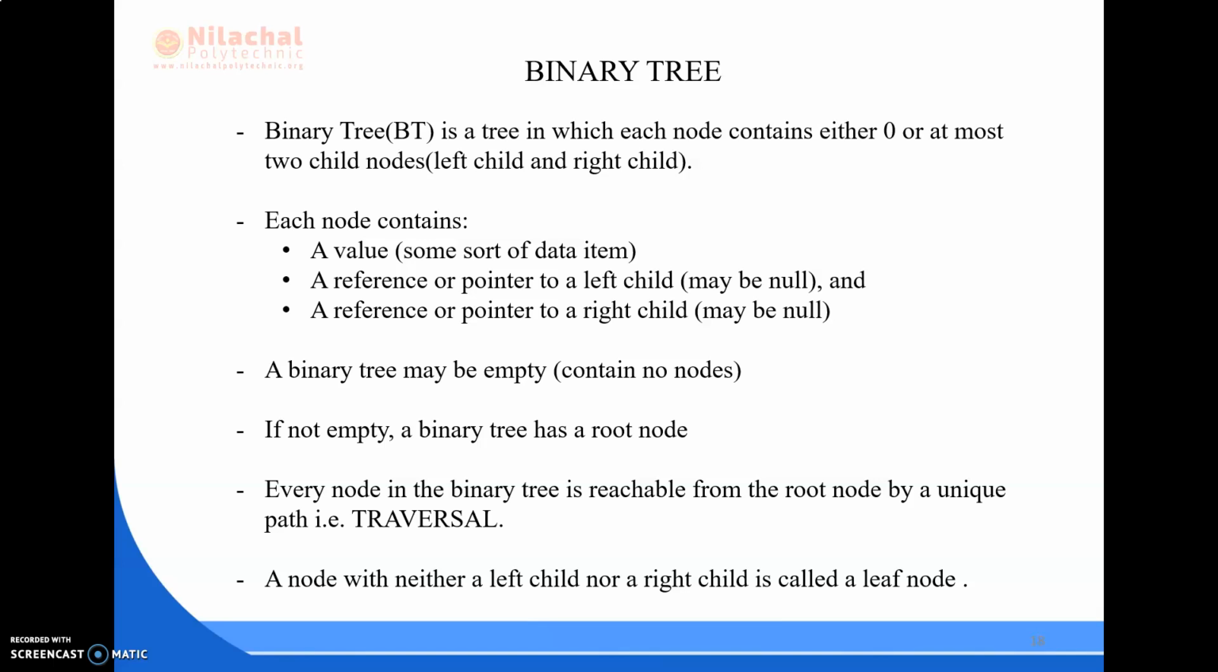A binary tree may be empty, that is, it may contain no nodes. If not empty, a binary tree has a root node. Every node in a binary tree is reachable from the root node by a unique path that is known as traversal. A node with neither a left child nor a right child is called a leaf node.